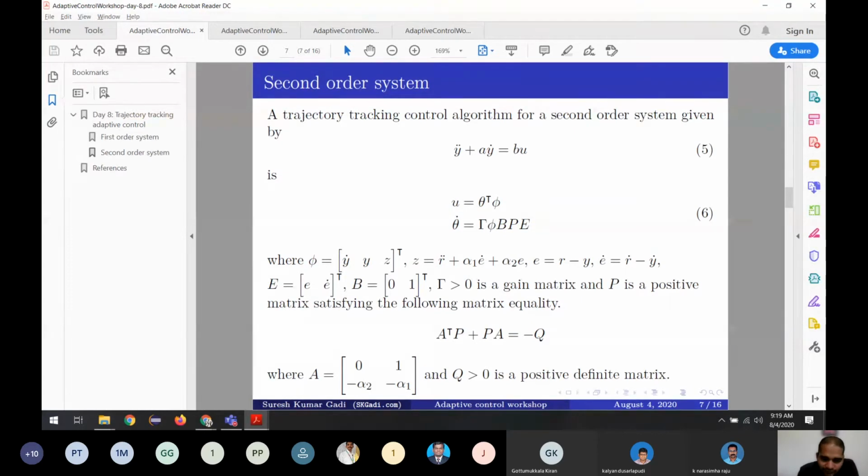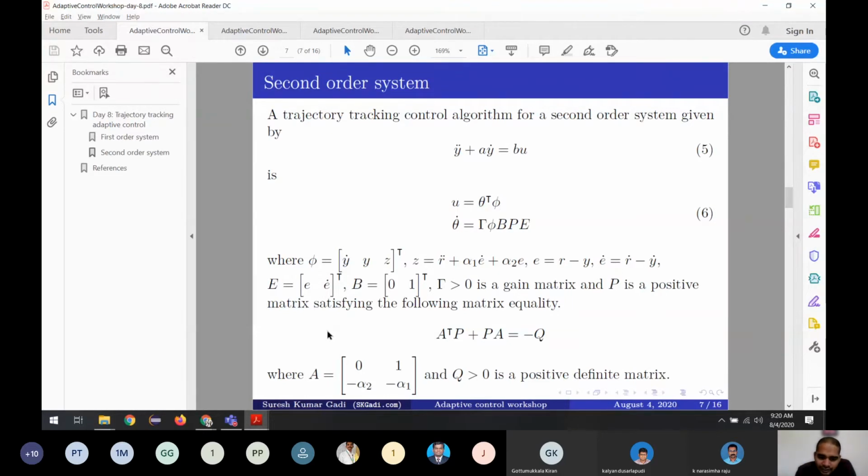Okay, so we have A. We know how to calculate this. We put 0, 1, which are very direct. We have to play with these two values, alpha 1 and alpha 2, such that this gives all negative eigenvalues. Usually any positive values here will give negative eigenvalues, because this matrix form is selected in such a format.